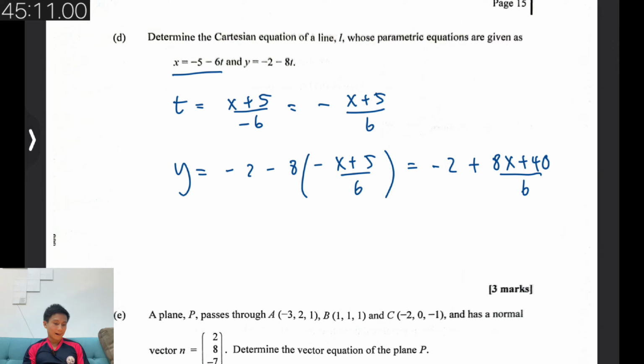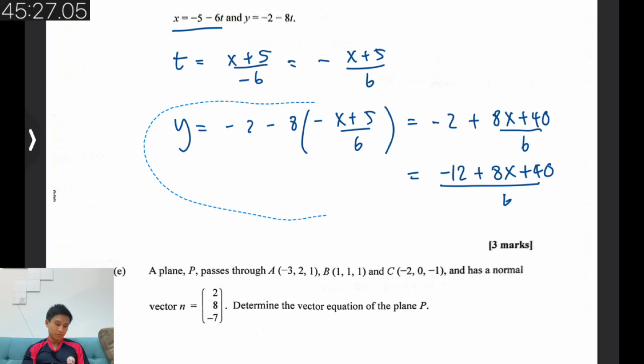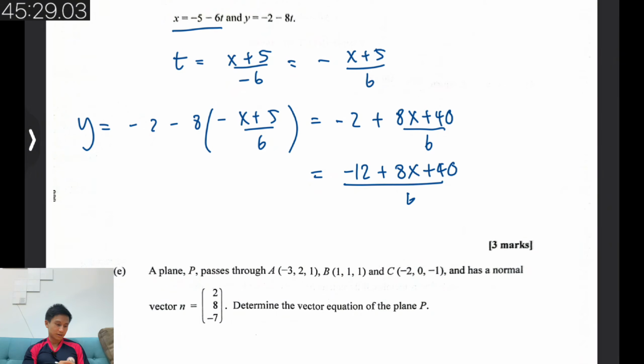Yeah? And then we can simplify that. So if we multiply by 6 over 6 on this one, we're going to get minus 12. And then we can merge the fraction there, and all divide by 6, right? Let me move everything to the left. And then if you simplify the 40 and minus 12, you get 28.